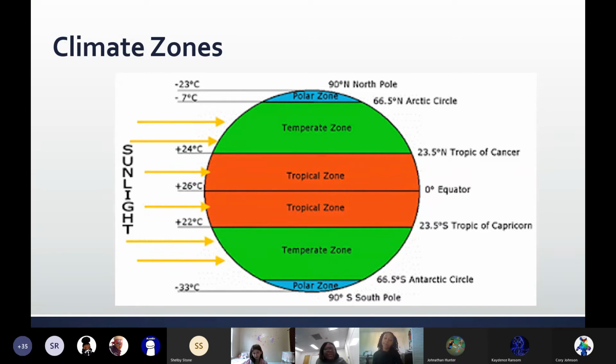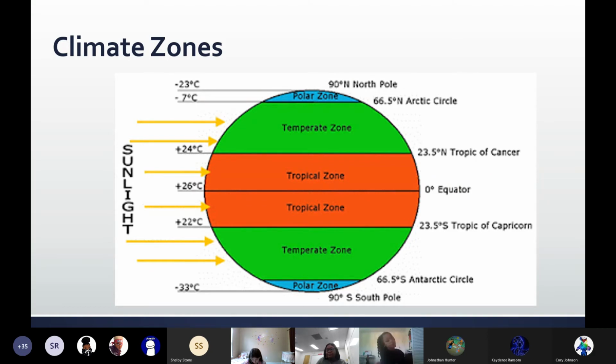Its latitude, which you guys did an amazing job on your latitude assignments, its latitude is farthest away from the equator that separates the northern hemisphere from the southern hemisphere. Corey, please keep yourself muted. Okay? Then we have our temperate zone. The temperate zone is not too hot, not too cold. Just like Goldilocks, it's just right. Okay? And then the tropical zone is very, very warm.